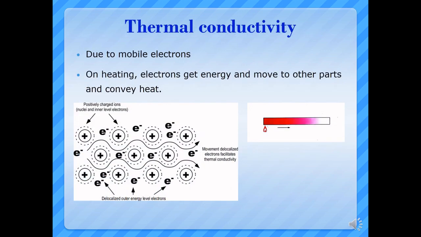If you connect this metallic rod to a battery, that is, if you apply a potential, instantaneously the metal will start conducting electricity. But in the case of thermal conductivity, if you heat one part of the metal, it will take some time for the other part of the metallic rod also to get heated up. So I say thermal conductivity takes time, whereas electrical conductivity is instantaneous.